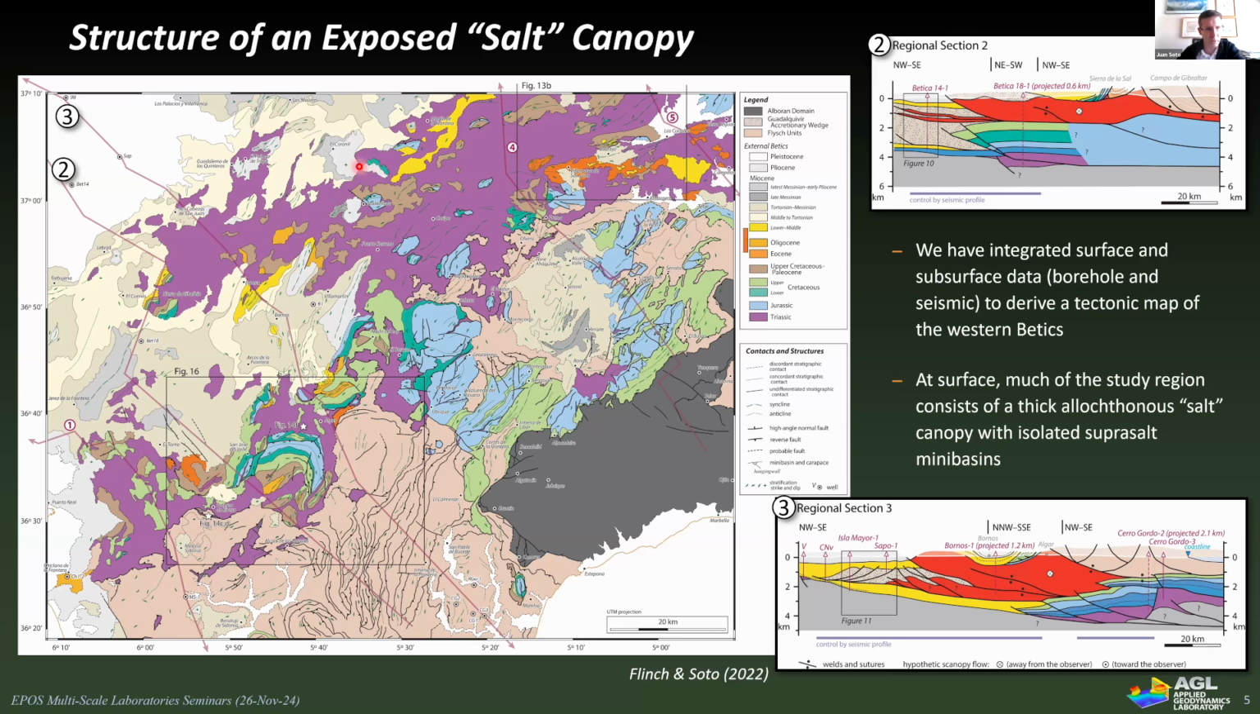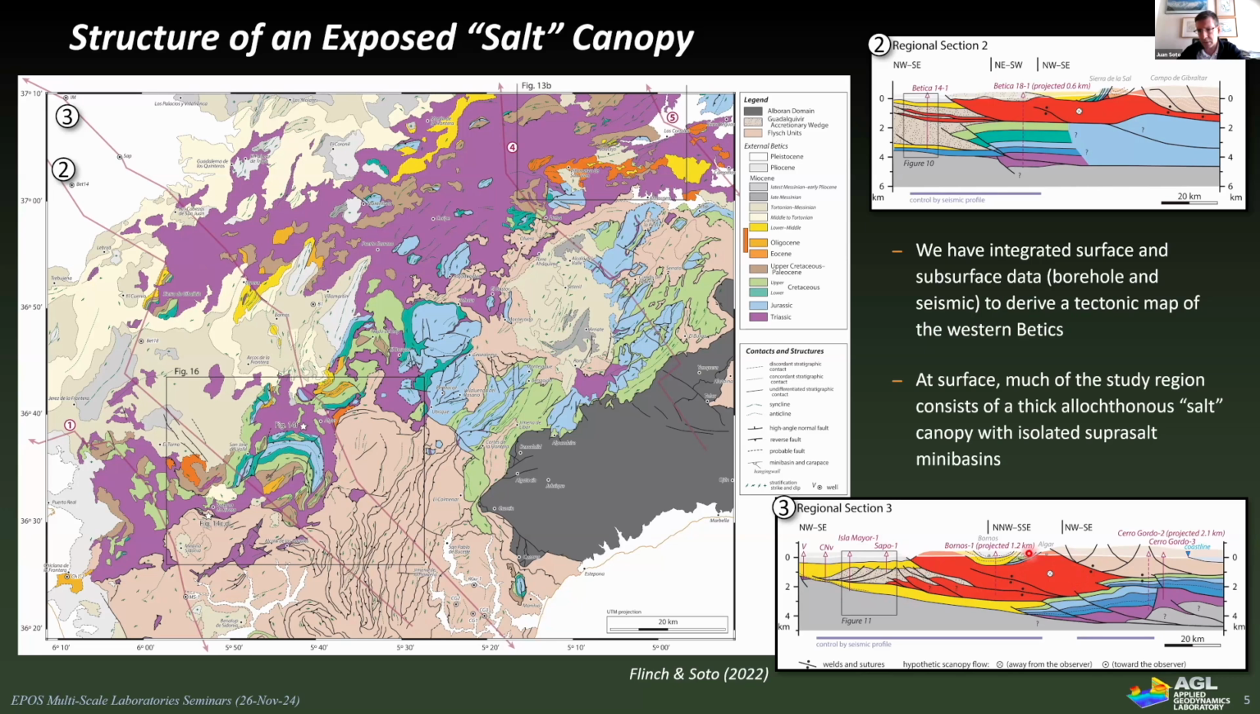So in these two composite sections using surface data and also well information, you can see that we are interpreting that most of the frontal structure of the Betics is formed by a very thick allochthonous nappe or canopy of Triassic evaporites. And you can see that we are interpreting imbricates of the Triassic evaporites overthrusting the foreland basin.